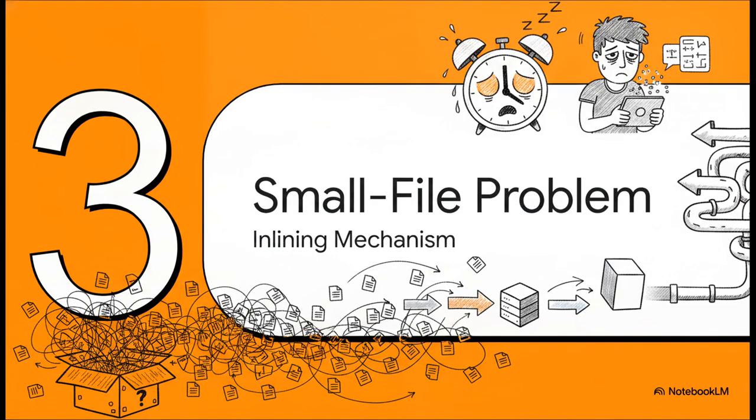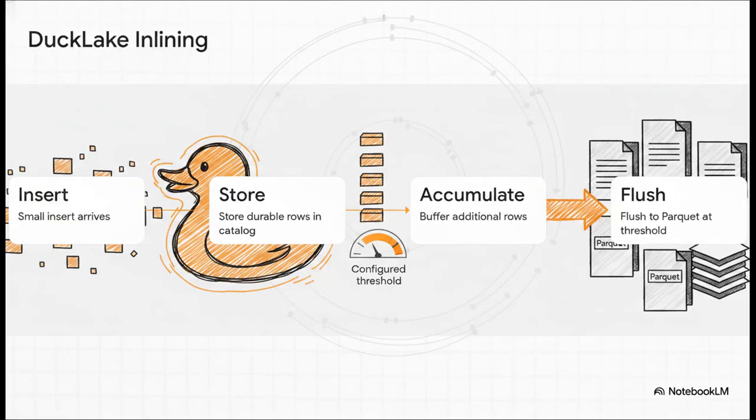Let's move on to part three, solving the small file problem. This is that persistent operational headache that keeps data engineers up at night. In traditional setups, high-frequency microbatch writes create thousands of tiny Parquet files, and query engines just choke trying to open and read them all. DuckLake tackles this head-on with a clever mechanism called inlining. When a small insert arrives, it doesn't immediately create a new Parquet file.